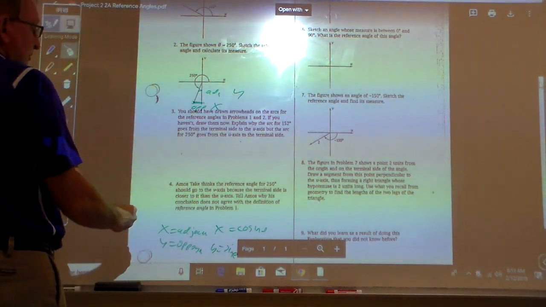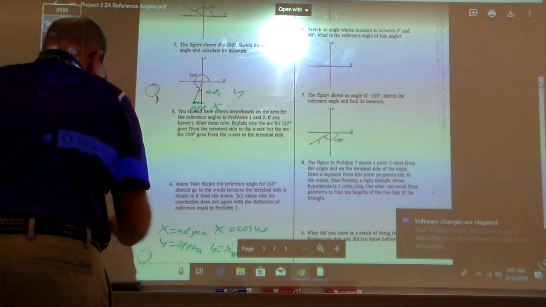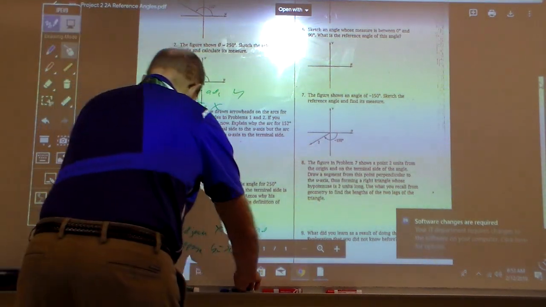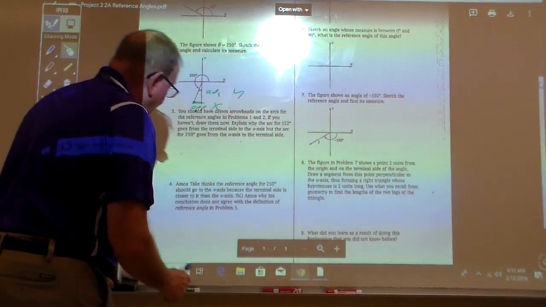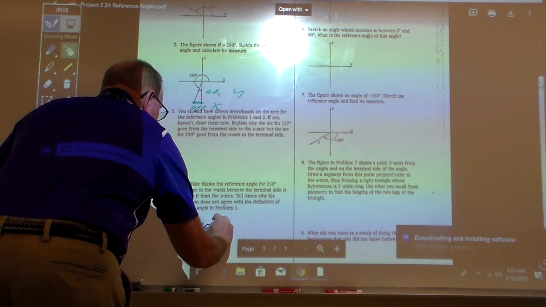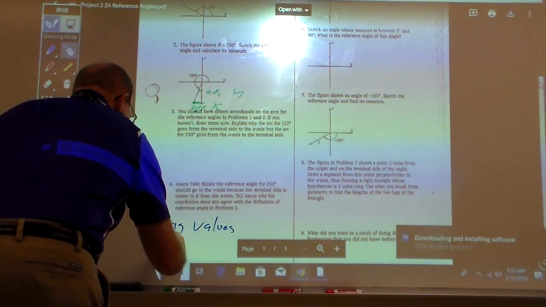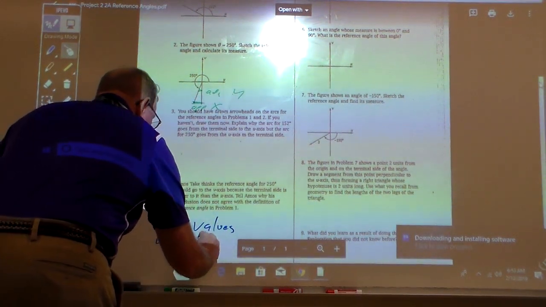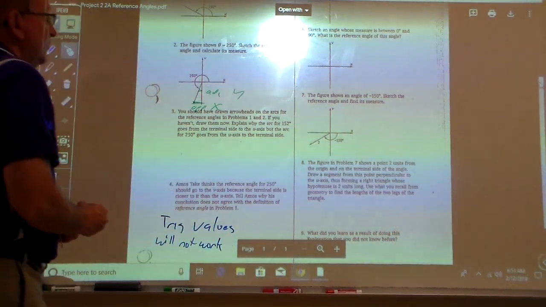So the reason it doesn't work is kind of the opposite. Then our trig values won't work. The reason, for the answer for number 4, is that we can't use them for our trig values. The trig values will not work that way. All right? Pretty simple.